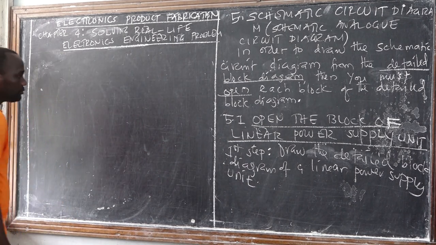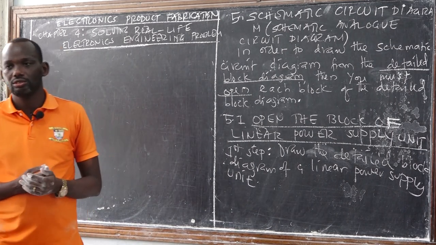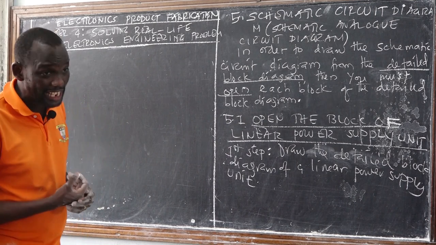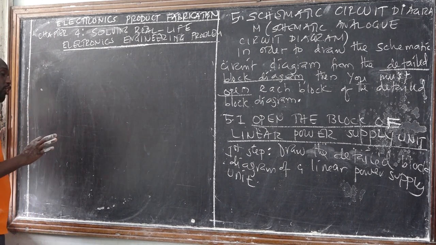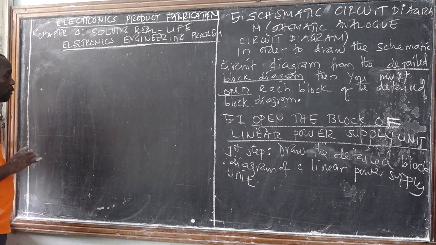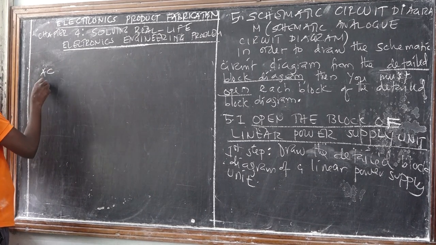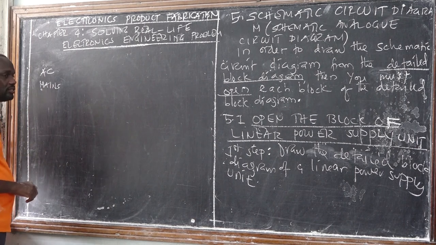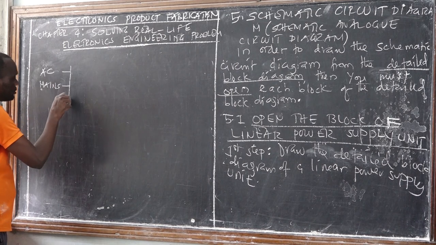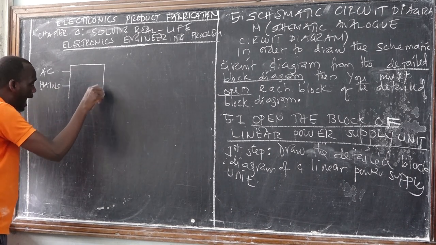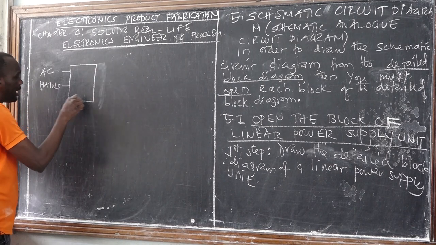Okay. So with this linear power supply, we always start from the source. The source of power will be the AC, we call it AC mains. Then this AC mains will be fed to one of the important blocks. So let me reduce the size of this block because of the space that I have.